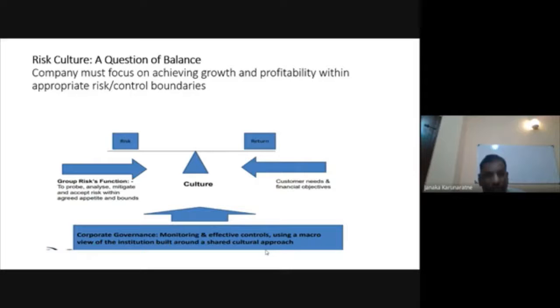Now, risk management is a part of the group's risk function to probe, analyze, mitigate, and accept risk within the agreed appetite and boundaries. Then return depends on customer needs and financial objectives. So how you make a balance between these is purely managed through the risk culture you bring into the institution, which is corporate governance. Corporate governance embeds the risk culture into the institution. So basically, corporate governance means monitoring and effective controls using a macro view of the institution built around a shared cultural approach. So you know your need, you know the others' need, and you bring in risk culture in between so that you follow good practices and ethical standards to achieve your objective while satisfying the needs of the other stakeholders.